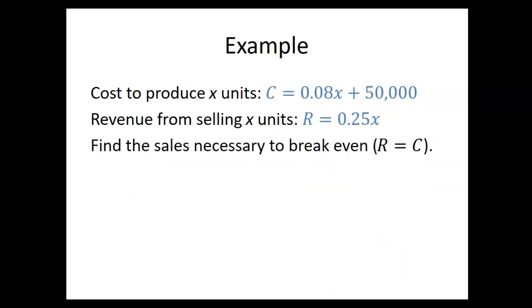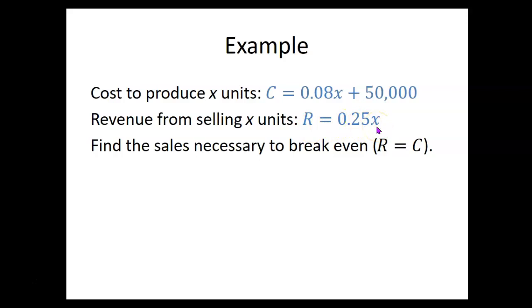Okay, last example for this section. Here we're finding a break-even point when we have a cost equation and a revenue equation. So here we are told that the cost to produce x number of units of something is C equals 0.08x plus $50,000. So it costs 8 cents per unit for the raw materials. But we also have a fixed cost and overhead of $50,000 that we got to pay no matter how many units we produce. And our revenue equation is R equals 0.25x.